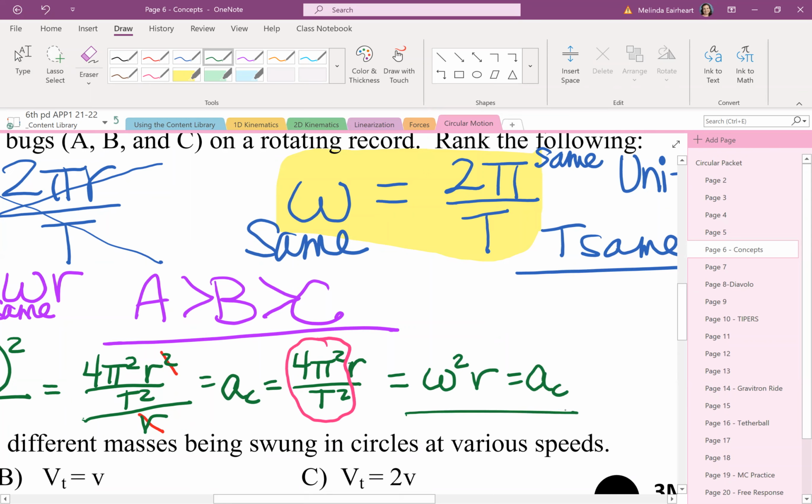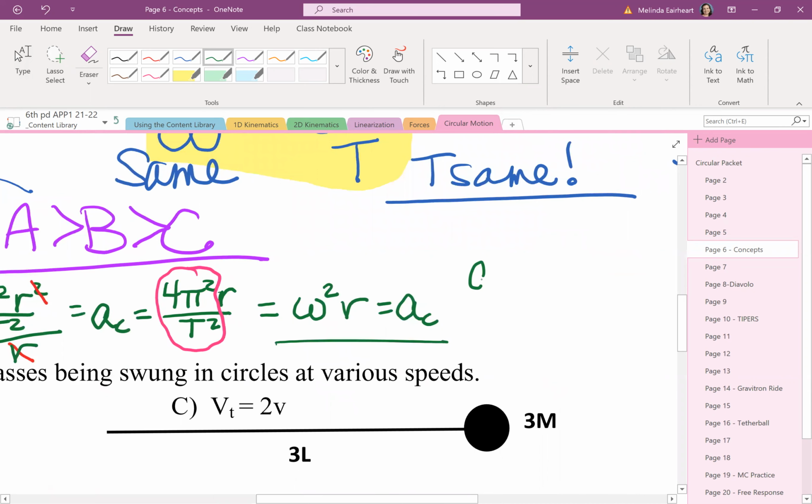And so when would you use these derived equations? For this rotating platform with multiple objects, they all have the same angular speed. So whenever you have same angular speed, same period, these equations can kind of be a shortcut. It looks a little easier to use, right? Or use the other one, the 4 pi squared r over T squared. Or just recognize that AC is directly related to r. And so the biggest acceleration is the one with the biggest radius.